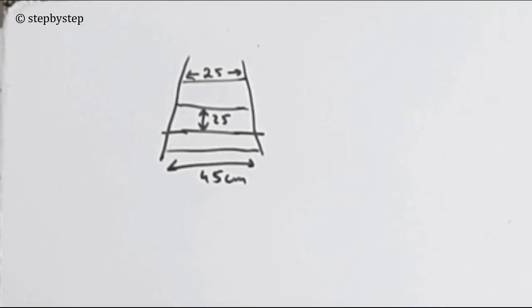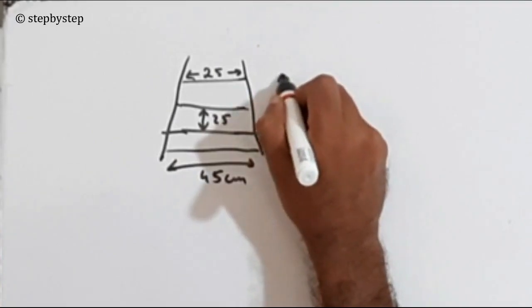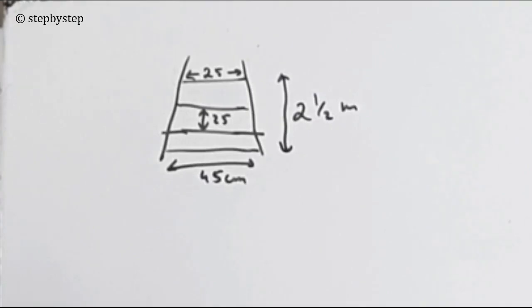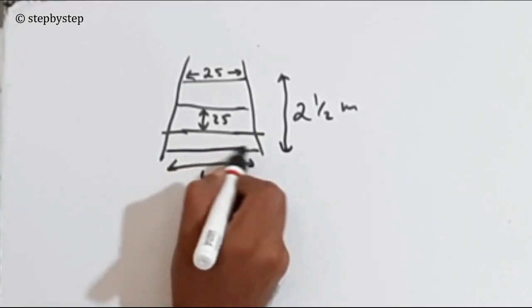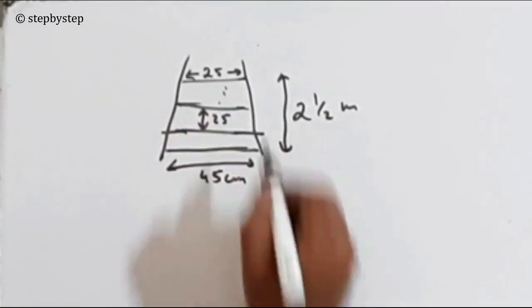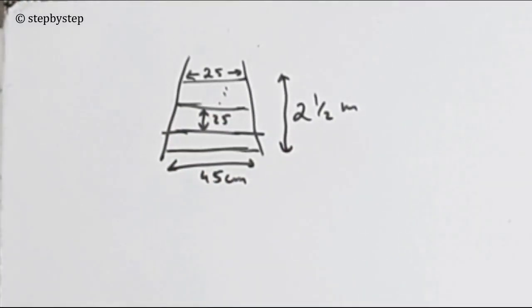If the top and bottom rungs are 2.5 meters apart, what is the length of wood needed for the rungs? So the length of this plus the length of this plus the length of this till the last rung. Now first for that we need to find the number of rungs that are present, the value of n.